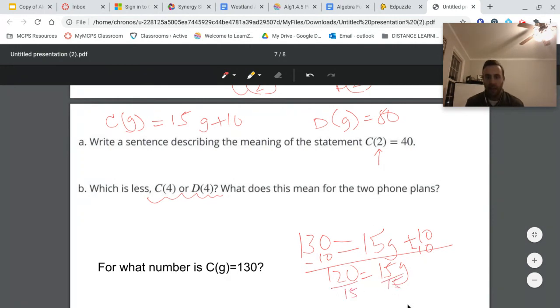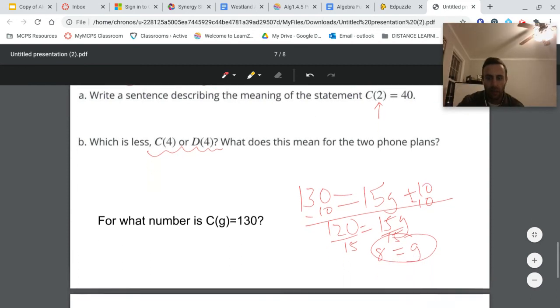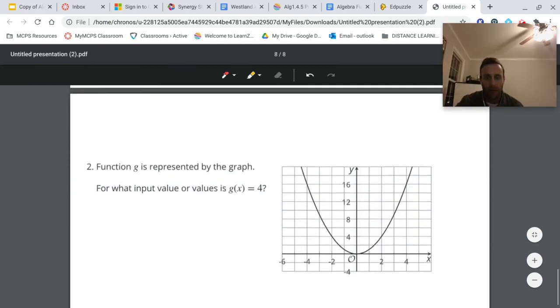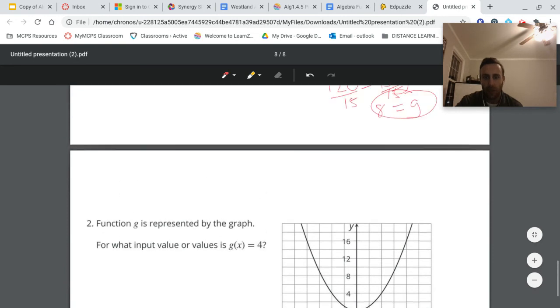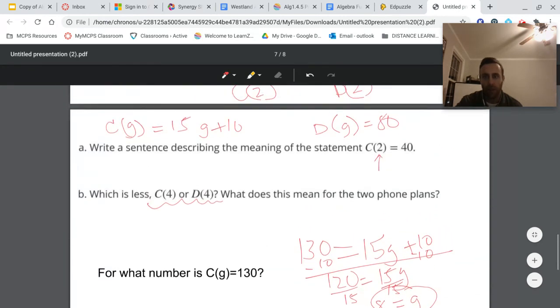And that means that G, which is the amount of gigabytes, has to equal 8, which means if you spent $130 on plan C, you definitely used 8 gigabytes. Right? Hold on one second. Hopefully that made sense. And the last thing, I think this is the last thing we're going to do. So let me ask you one question first about the last question.